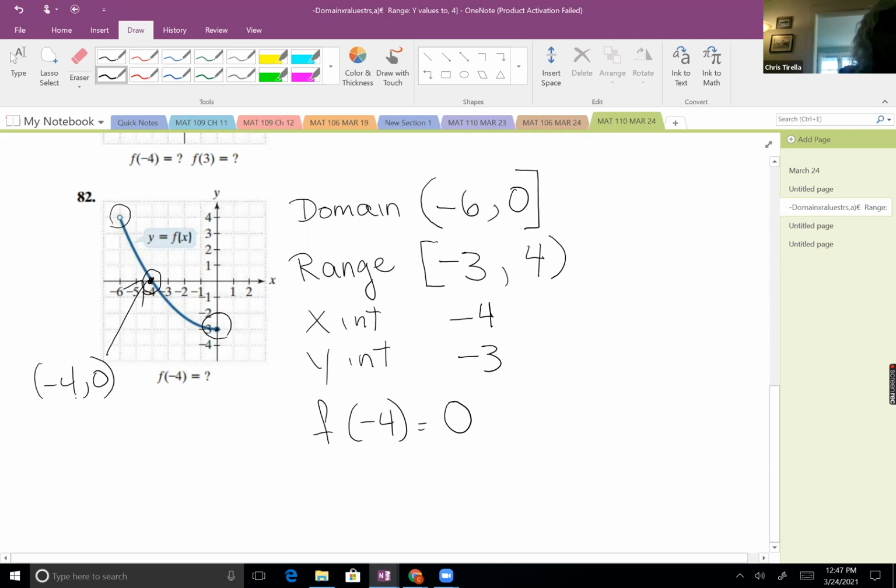Any better? Yeah, actually, it is better.